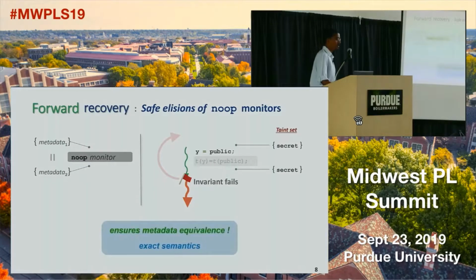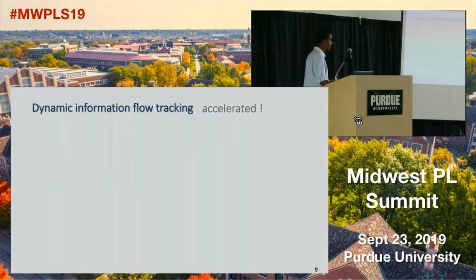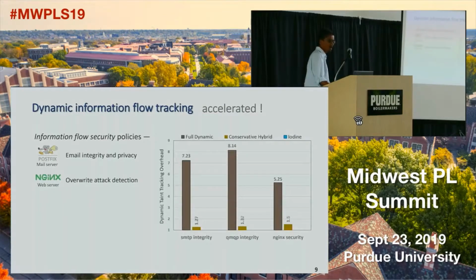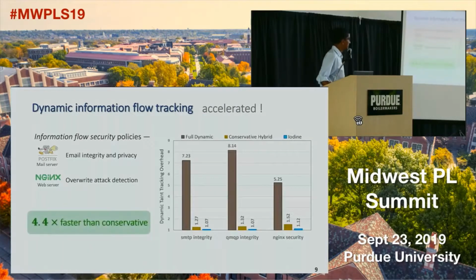So this is our key observation, and we see that elision of these kinds of no-op monitors is safe because it maintains the exact metadata state as in a conservative analysis. So we limit our analysis to only do these kinds of safe elision optimizations. We apply our technique and evaluate it for information flow security tracking on two applications, a mail server and a web server. And we see that it's a lot faster than tracking that is optimized using conservative static analysis.